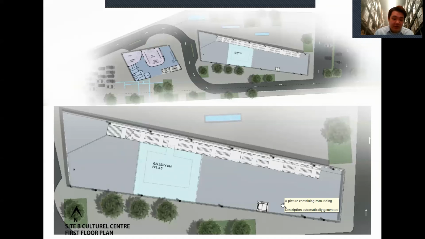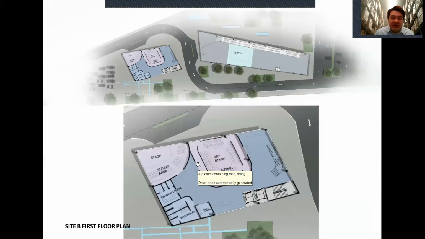And this one is the first floor plan for the cultural center. The first floor has a gallery of PM, showing the history of PM. Beside it will be the theater, which has two auditoriums. The first is a normal auditorium, and the second is a 360 stage auditorium where visitors sit in the seating area, and when the show starts, the stage turns around 360 degrees.